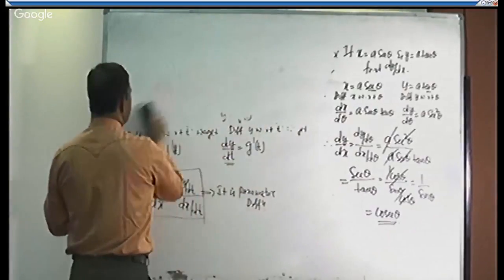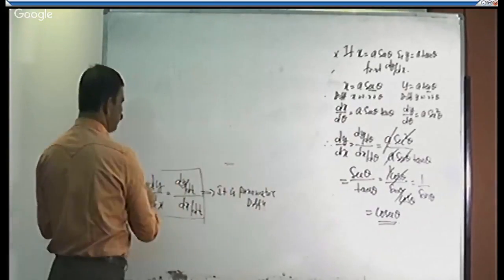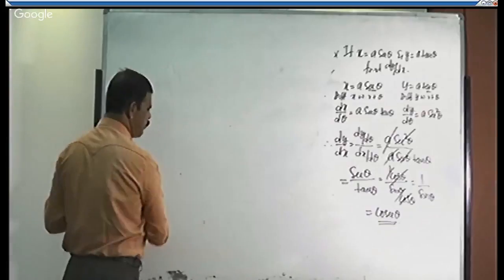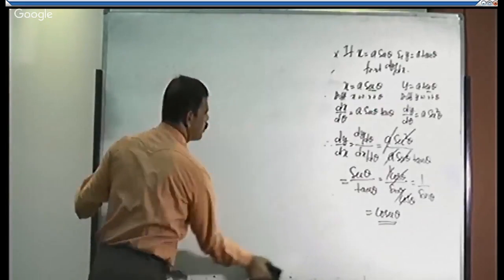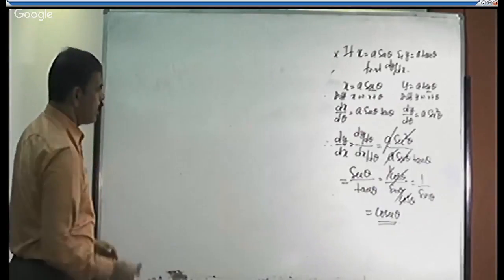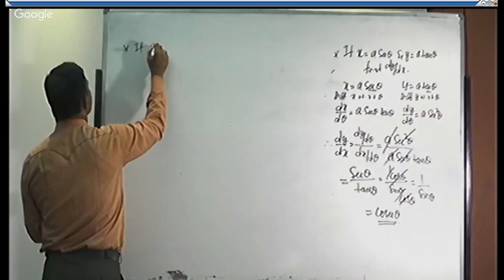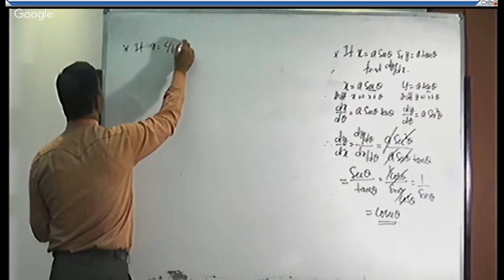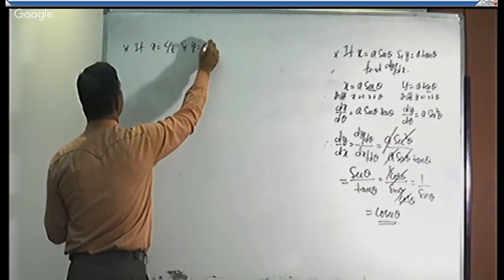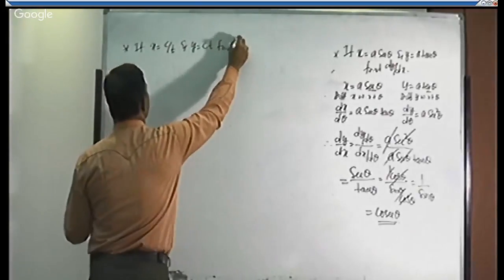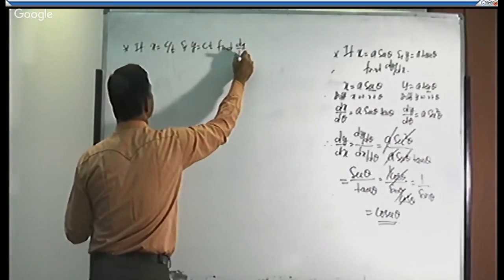We have to follow the same procedure for any problem if it is given in the parametric form. Next problem. If x is equal to c by t and y is equal to ct, find dy by dx.